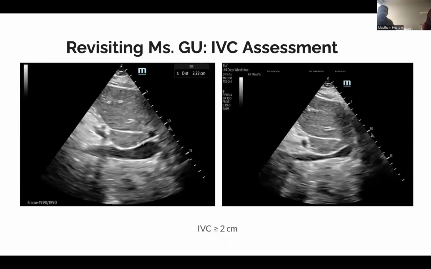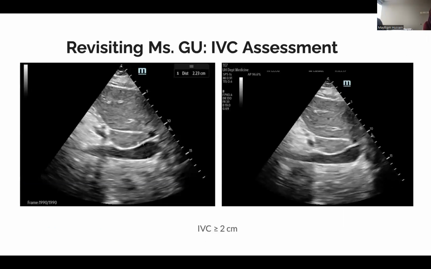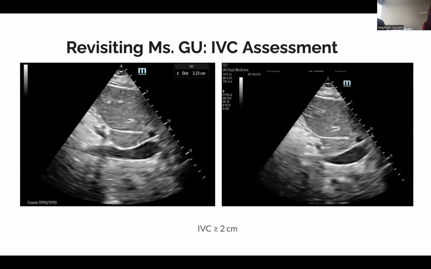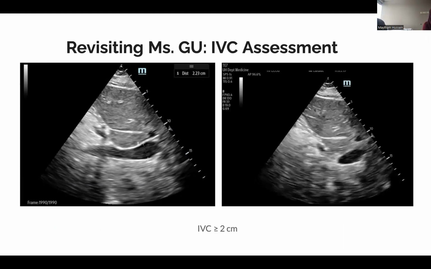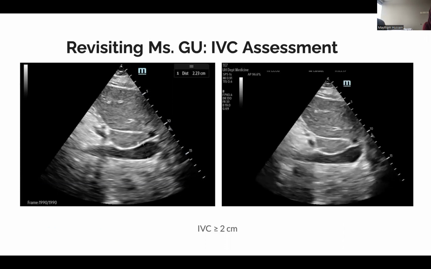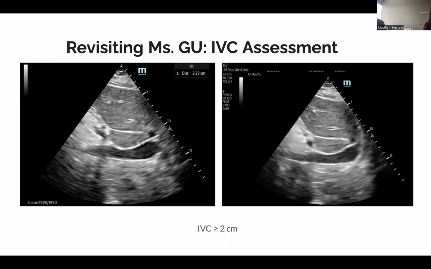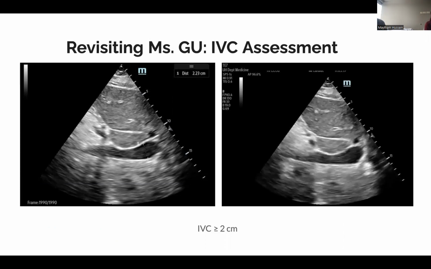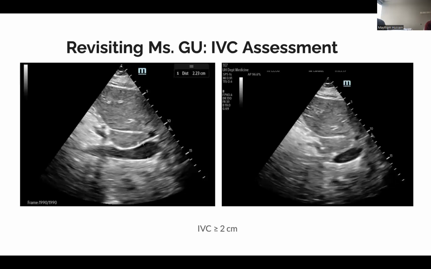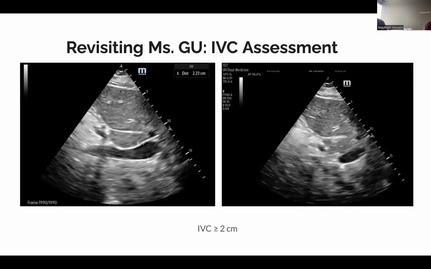So now applying VExUS to our case, we can see that here Ms. Giu's IVC is 2.23 centimeters. So she does make that 2 centimeter cutoff. And according to the VExUS grading system, there has to be at least grade 1 or mild congestion occurring here. But as you can see in this video clip here, it is actually quite collapsible, definitely more than 50%. But we know that the VExUS grading system doesn't incorporate that.